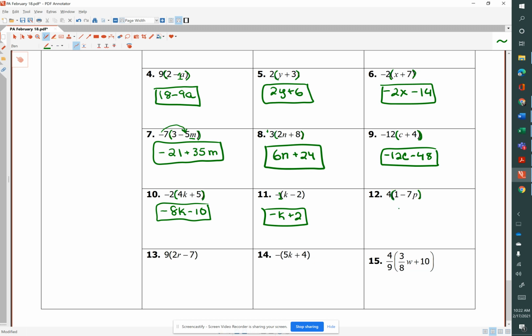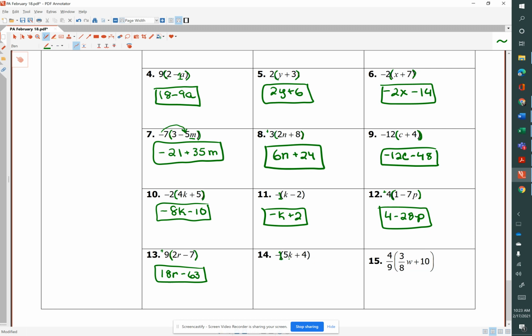Number 12, 4 times 1. Those are both positive numbers. 4 times 1 is 4. And then positive 4 times negative 7 is negative 28. And we have our variable p. And the last 3, 9 times the quantity of 2r minus 7. 9 times 2 is 18. And we have our variable r. And then that positive 9 times negative 7 is negative 63. And we have another invisible 1.